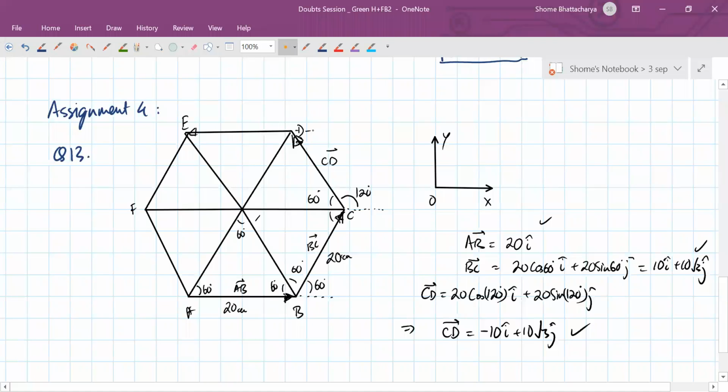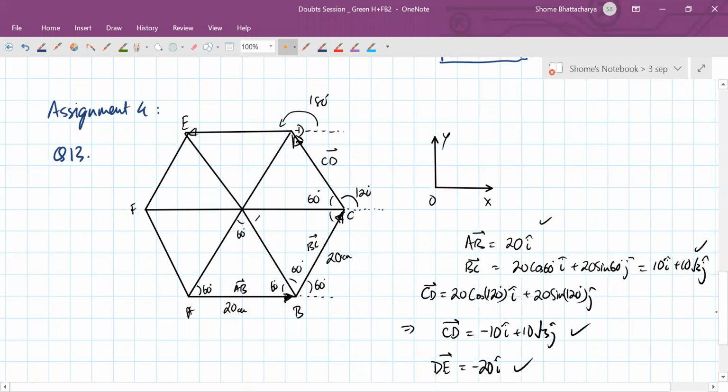And similarly, now the vector DE is very simple. You can see this whole angle is 180 degrees, so it's along the negative x-axis. So the vector DE is minus 20 I cap. So this is one way of solving.